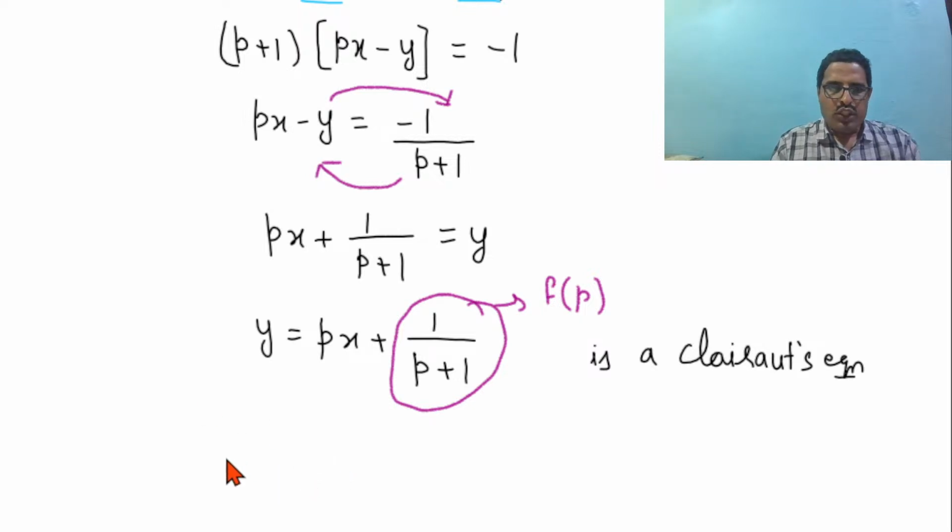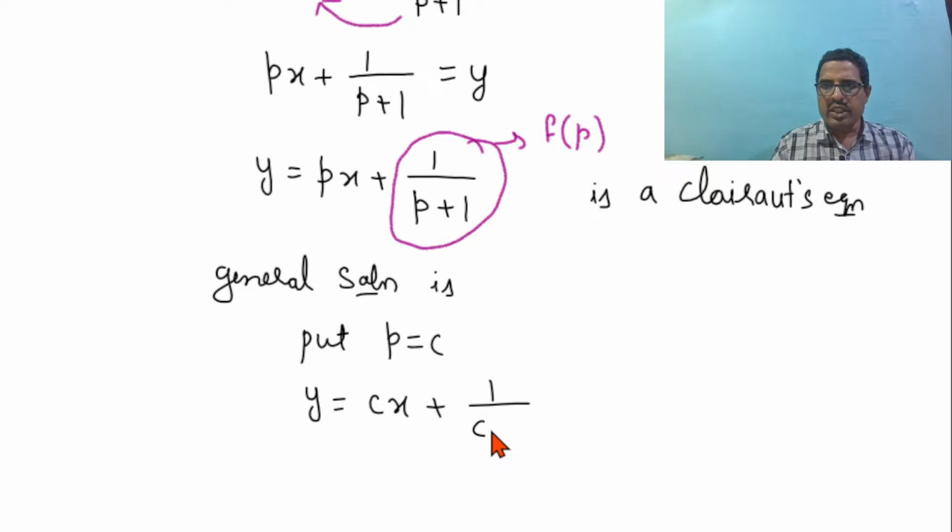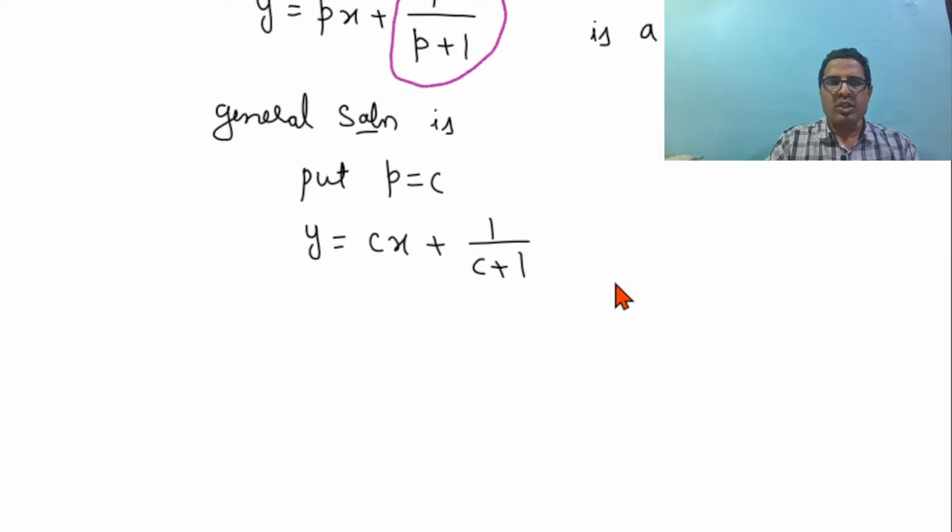So, therefore, what will be the general solution here? You can get the general solution just by taking the value of p to be c. So, we will put p equals c, we will get the general solution to be y equals cx plus 1 by c plus 1. So, y will be cx plus 1 by c plus 1, this gives you the general solution.